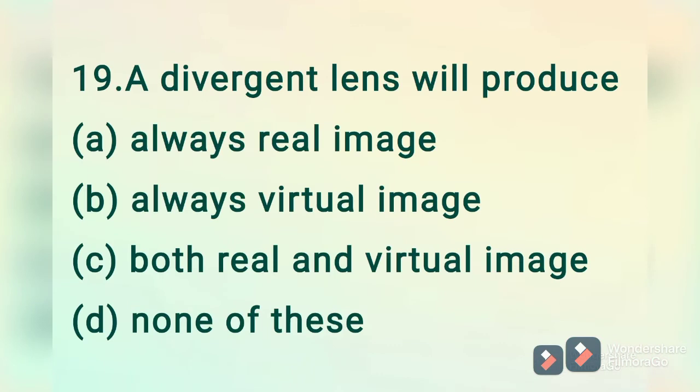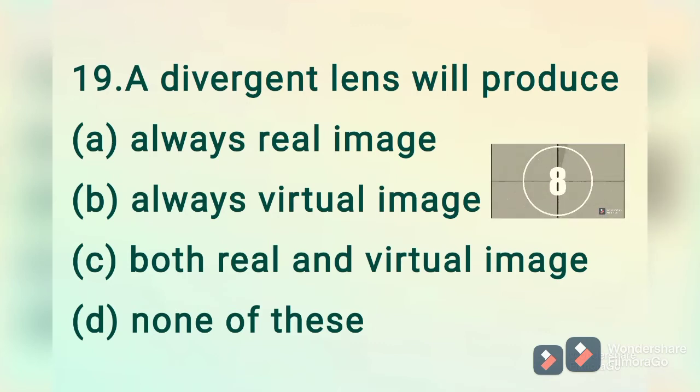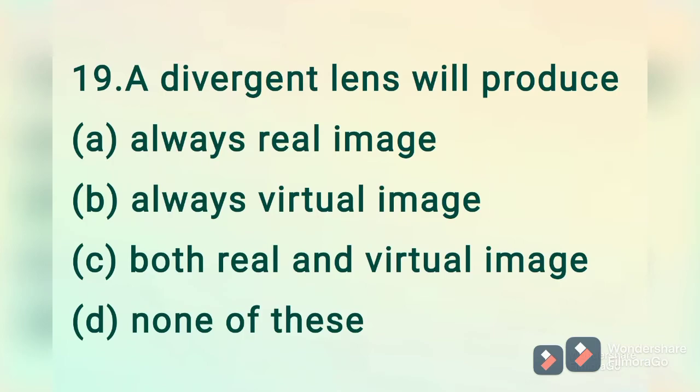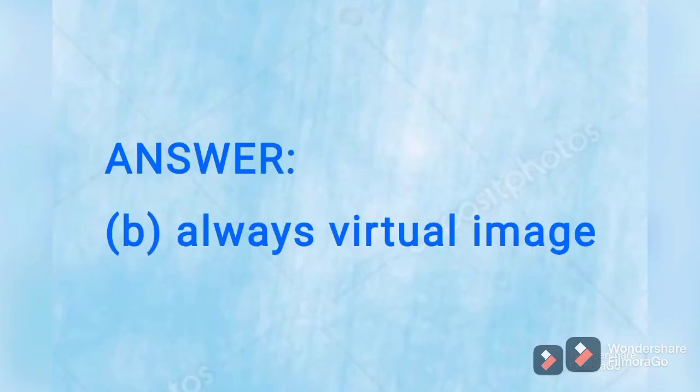19th question. A divergent lens will produce: option A, always real image, option B, always virtual image, option C, both real and virtual image, option D, none of these. And the answer is option B, always virtual image.